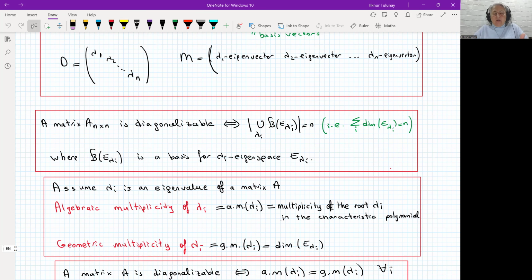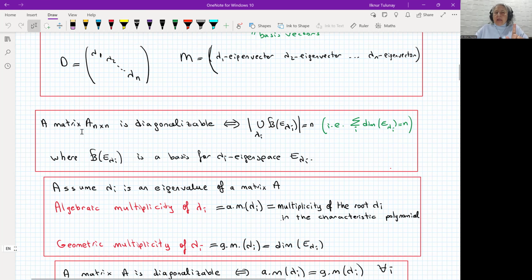And not every matrix is diagonalizable. We can find eigenvalues and eigenvectors for every n by n matrix, but not all of the matrices are diagonalizable. So there exist some conditions for it. A matrix is diagonalizable if and only if the union of the bases of all eigenspaces gives us the number n. This is the condition. It will make sense when we are doing the exercise.